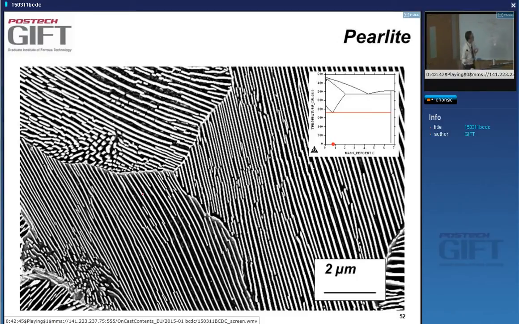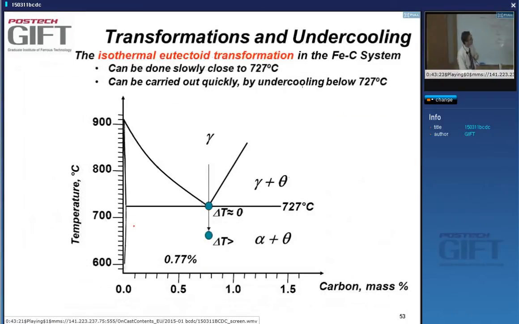This is not a stable microstructure. Many microstructures that we have in steels are not stable microstructures. This is one of them. We'll see in a moment that you can change this microstructure. The reason why it's not stable is because it has a very high energy. There are lots of interfaces here. That is the reason why you have high energy.